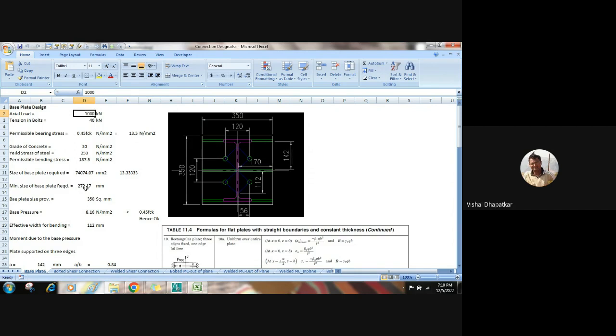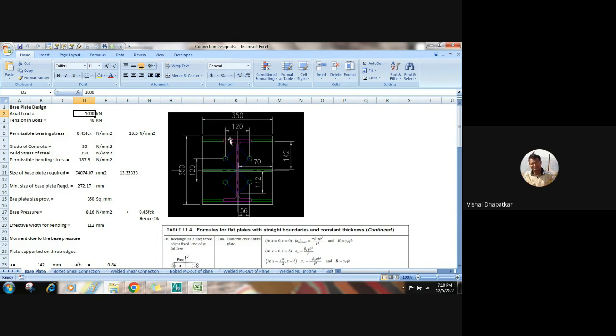So for that we need a 272 mm by 272 mm square base plate, right? So this one size you got based on the loading. Now the second size will be based on the section size provided. So in this case, we have provided a section of ISMB 300.